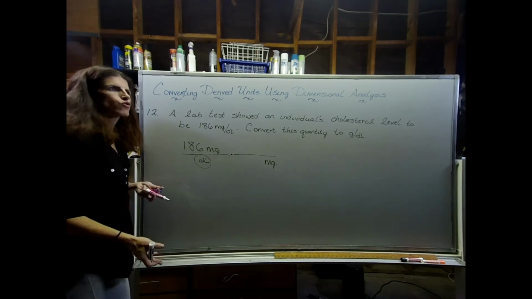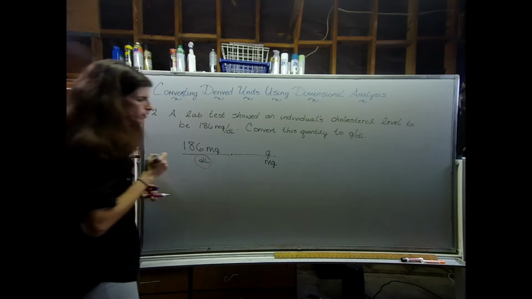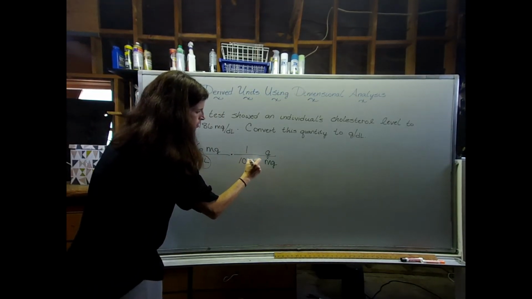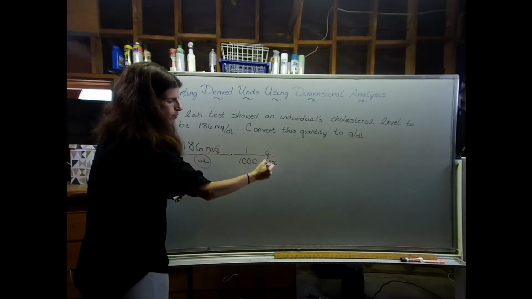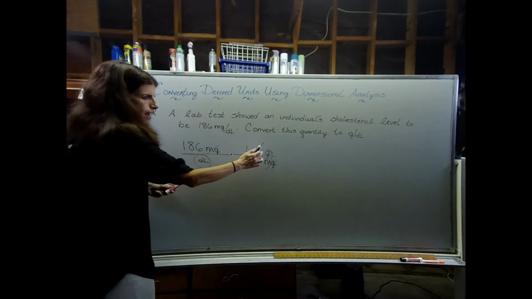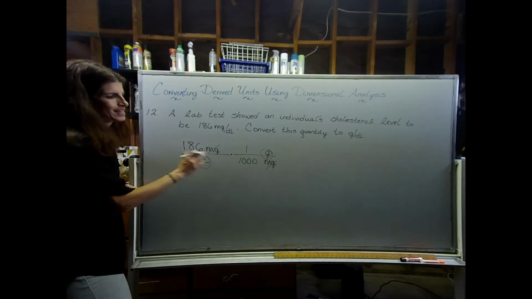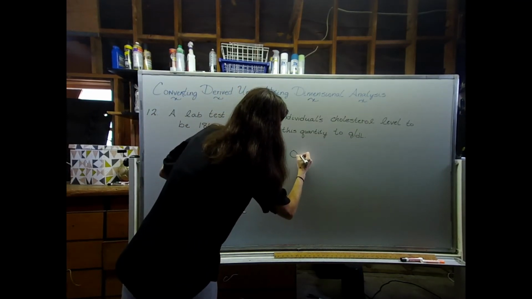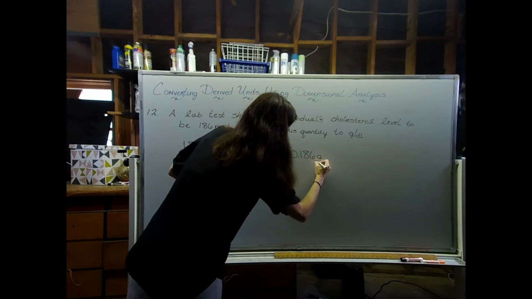And then, can I go directly to grams? Well, yeah, grams is a base unit. So I'm only going to need one conversion factor. 1 gram has 1,000 milligrams. And then milligrams will cancel with milligrams, just leaving us with grams in the numerator. So now we have grams over deciliters, which is what we need. I'm going to do 186 divided by 1,000. And that's going to give me 0.186 grams per deciliter.